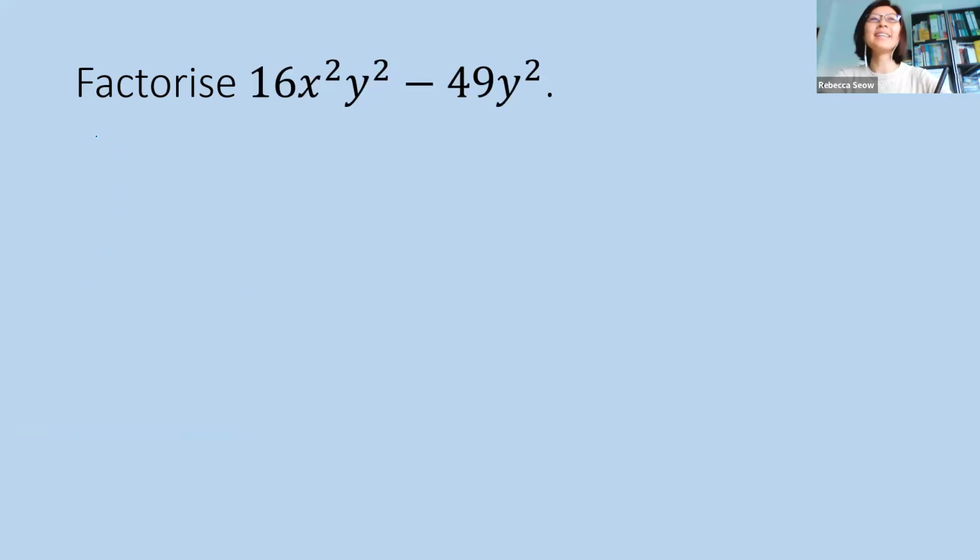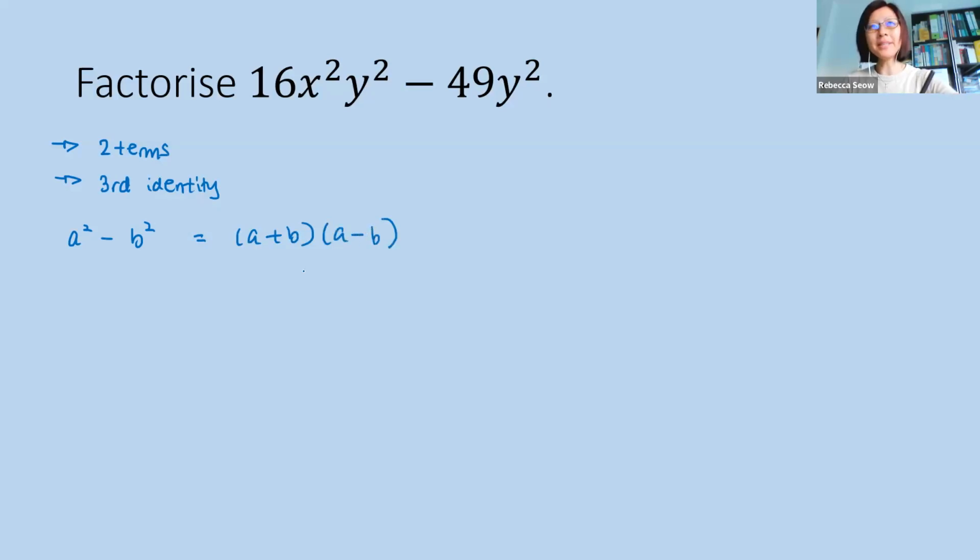And lastly, let's take a look at this question. It looks quite challenging. Regardless of how challenging it is, please take note that it will always fall back to the 3 identities. And we observe, now we have 2 terms. With 2 terms, it will definitely be the third identity. So we have a squared, take away b squared, and that would be a plus b multiplied by a minus b.